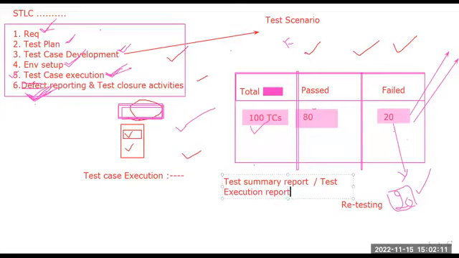In this report, we have to mention how many test cases there were, and out of those how many passed and how many failed. That is your test case summary report or test execution report. You have to prepare that report in some tabular format, in an Excel sheet or somewhere, where you fill in how many test cases you have executed, how many passed, how many failed. That is your test case execution.